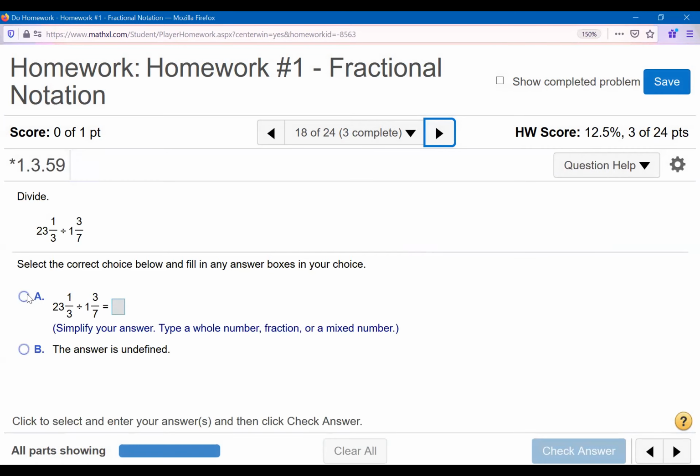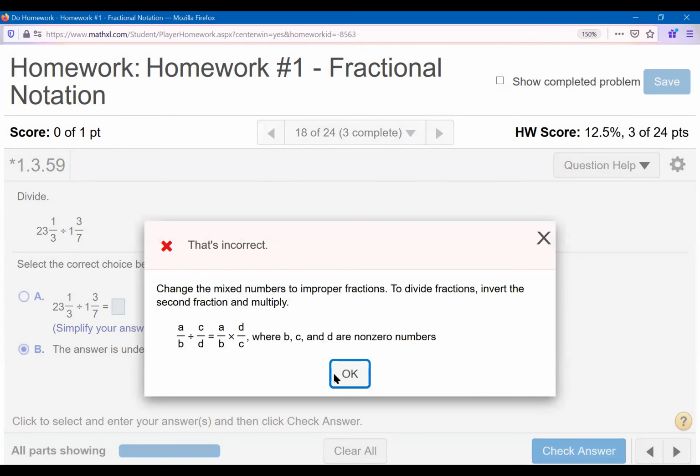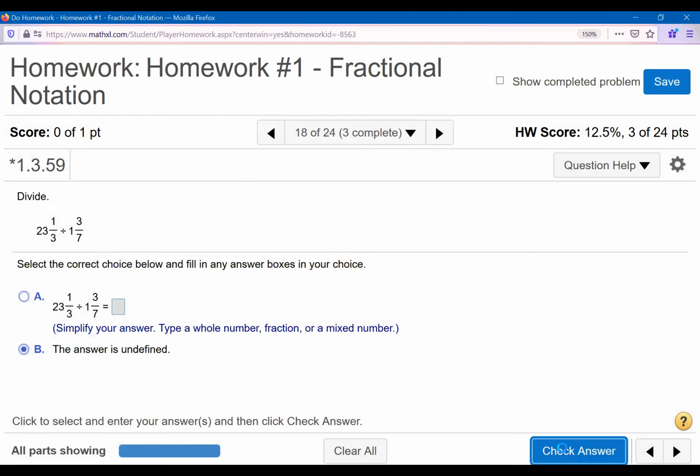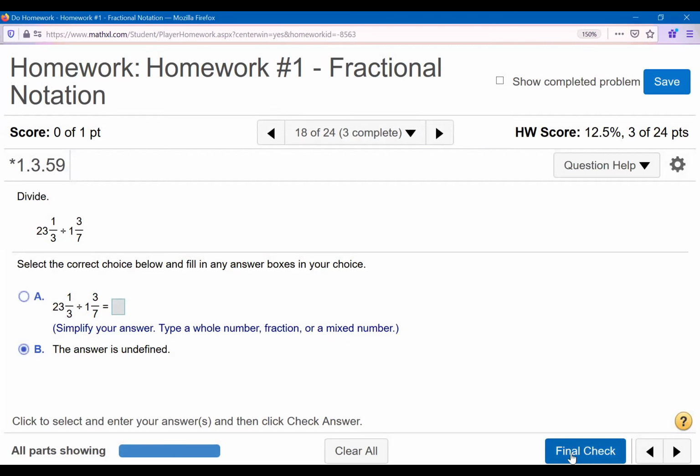All right, here's one. Let's say I get it wrong. Number 18, 23 1/3 divided by 1 3/7. This is not undefined, by the way. Undefined is only if you're dividing by 0, which is not happening. So there's definitely an answer, but let's say I check answer and get it wrong. Then I check answer again and get it wrong a second time. Now, if I click this button a third time, notice how it says final check.